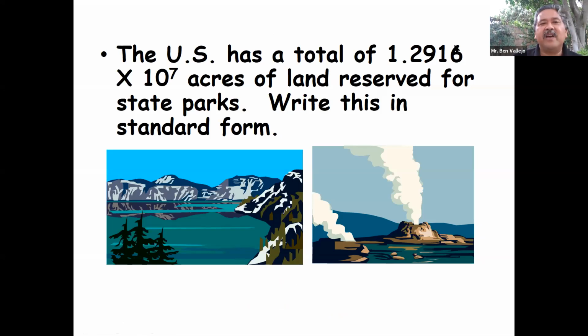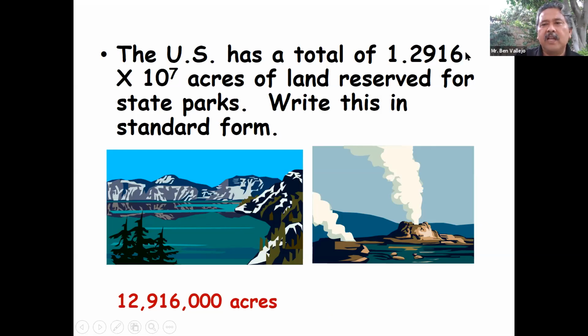All right, going the other way, the United States has a total of 1.2916 times 10 to the 7th acres of land reserved for state parks. Seems like a lot, doesn't it? Write this in standard form. Well, hopefully you can see that what you can do is take this number and move the decimal over 7 times. So 1, 2, 3, 4, and then I got 3 more spaces to go, so I've got 3 zeros to add on, and that's what happened right here, 12,916,000 acres.